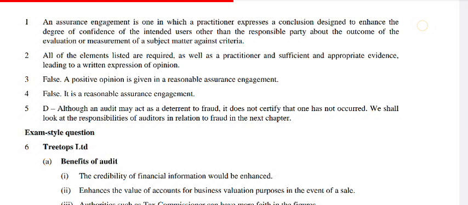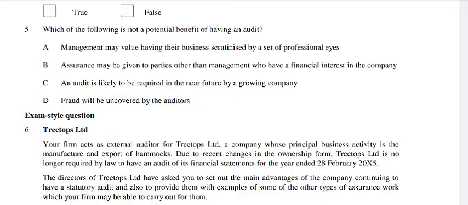5. Which of the following is not a potential benefit of having an audit? A. Management may value having their business scrutinized by a set of professional eyes. B. Assurance may be given to parties other than management who have a financial interest in the company. C. An audit is likely to be required in the near future by a growing company. D. Fraud will be uncovered by the auditors.